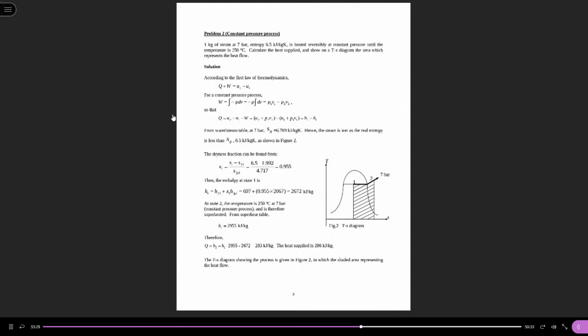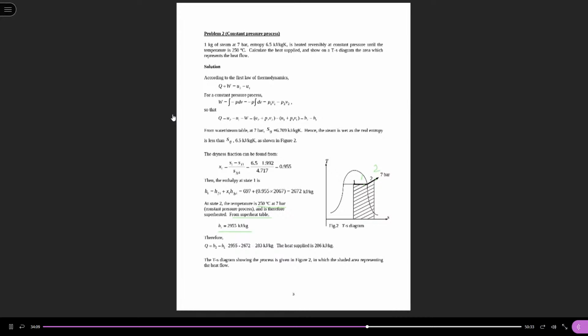So therefore, first we define state 1 is here. Then we know state 2 is superheated because its temperature 250 is larger than the saturation temperature, 165 degrees at 7 bar. So it's superheated. And then from the superheated table with the given conditions 7 bar and 250, we find its entropy.